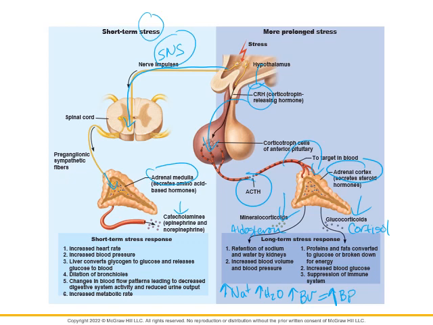For the glucocorticoid, remember cortisol has something to do with glucose. So we're going to see glucose broken down. We're going to see an increase in fats and proteins being converted, that gluconeogenesis, and we're going to see a suppression of the immune system.